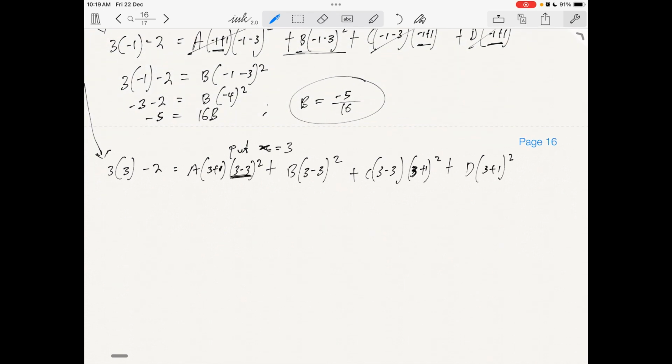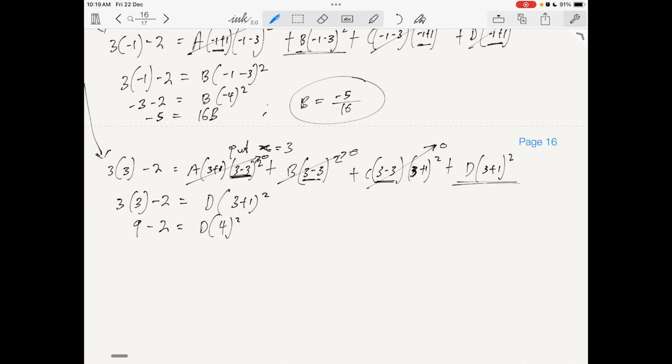Okay, now we can see this will make it 0, this will make it 0, and this likewise will make it 0. So that means this is 0, this is 0, and this is 0. So we'll be left with 3 into 3 minus 2 is equal to D into (3 + 1)². So 3 multiplied by 3 is 9, minus 2 is equal to D into 4². So 7 is equal to 16D because 4² is 16. And then we'll have our D to be equal to 7/16.